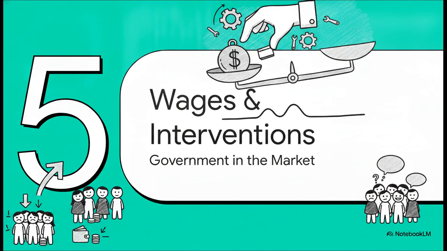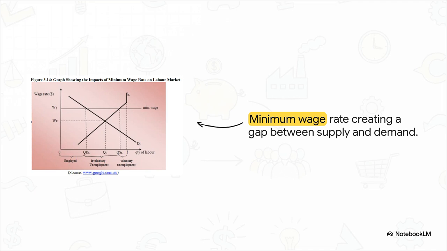All right, final stop. Section 5, Wages, Interventions, and Unemployment. So what happens at the totally opposite end of the spectrum? What if the natural forces of supply and demand are leaving workers with a wage they can't even survive on? Well, that's when the government steps in as the mechanic. If the natural market wage is just too low, they institute a minimum wage.